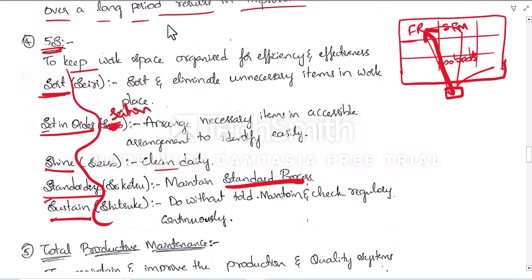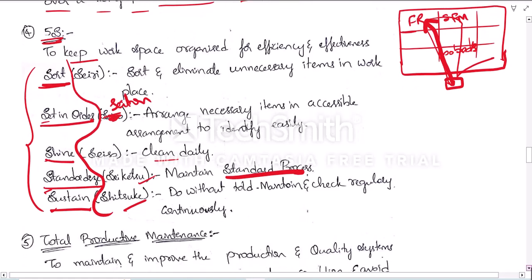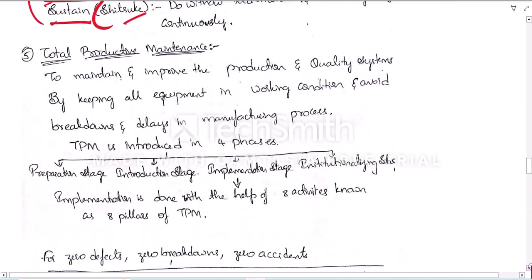So Seiri, Seiton, Seiso, Seiketsu, Shitsuke. All these are the Japanese words for the five S's. What is this for? To maintain the workplace clean and organized.